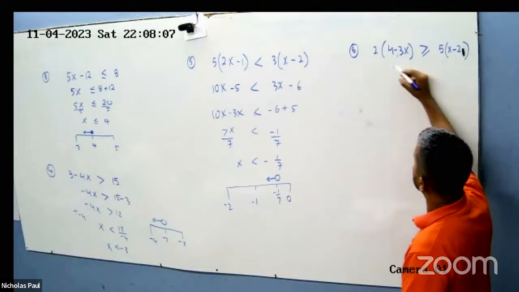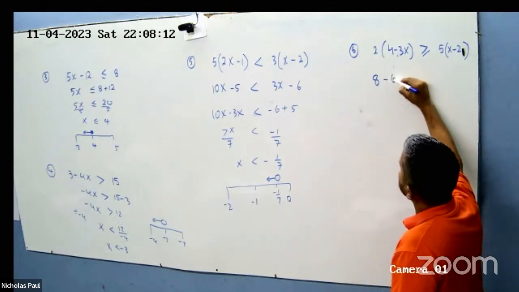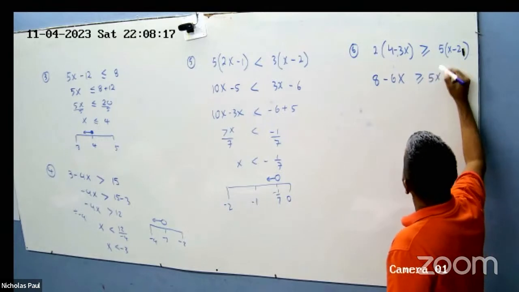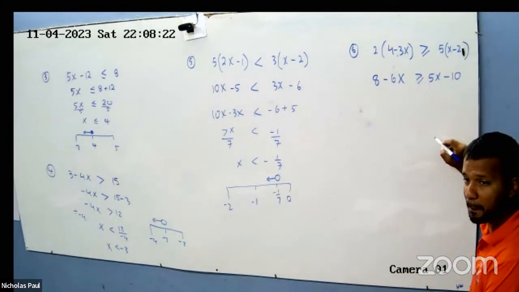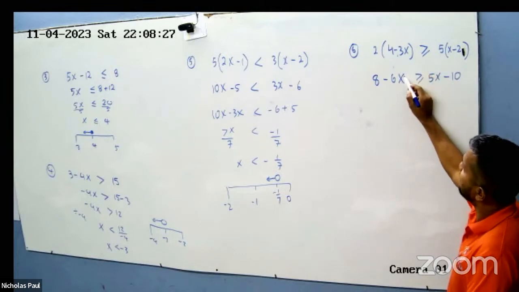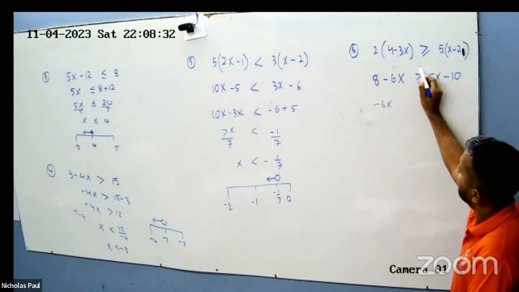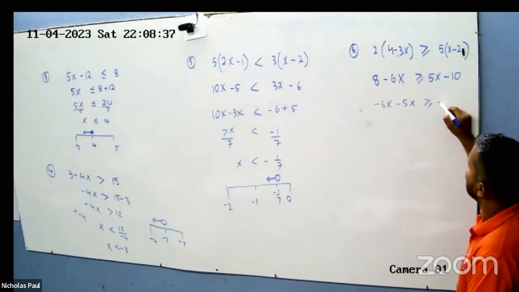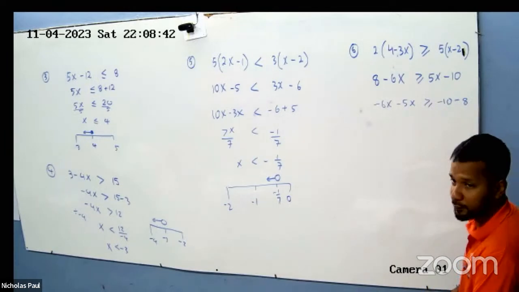All right. So 2 by 4, that's 8. 2 by minus 3x, minus 6x is more than 5x, 5 by minus 2. Okay? So we're switching it around. Now we're bringing the x's on one side. So this minus 6x stays right here. You're bringing the positive 5x, positive, that becomes minus. Minus 10 is here. You're moving the 8 across and it becomes minus 8.